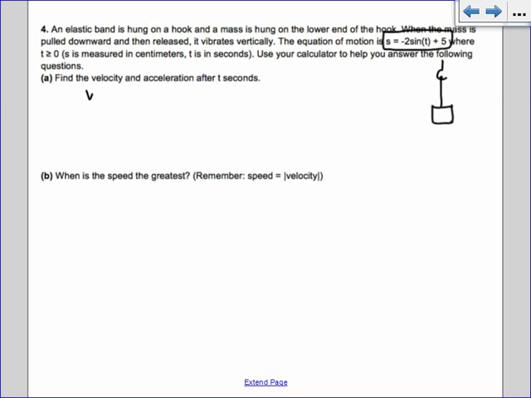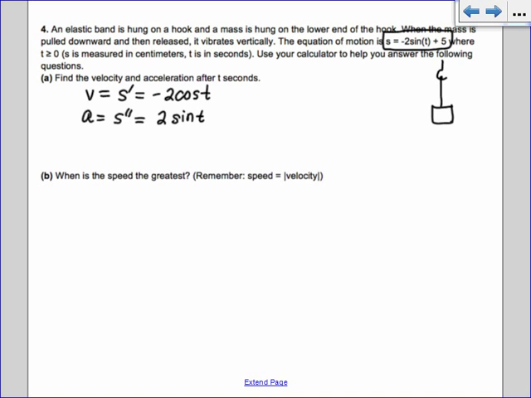So first we're going to find the velocity. So if we have the velocity, it's just going to be the derivative of s, so s prime. So the derivative of negative 2 sine of t plus 5 is going to be negative 2 cosine of t. And then your acceleration is going to be s double prime. So it's going to be negative 2 times negative sine of t. So I'm going to get positive 2 sine of t.